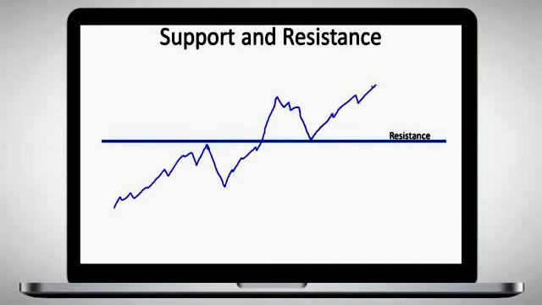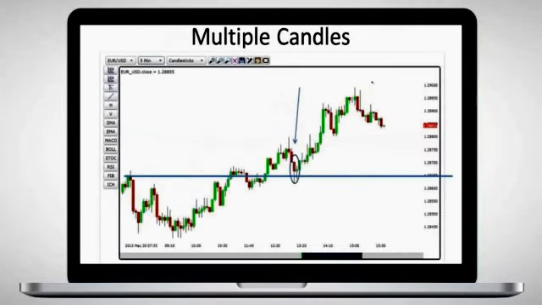So let's see how this works using our 5-minute chart on euro versus dollar. So let's look at this pair of candles right here. The first candle in the pair is a red candle with a relatively long wick below the body.